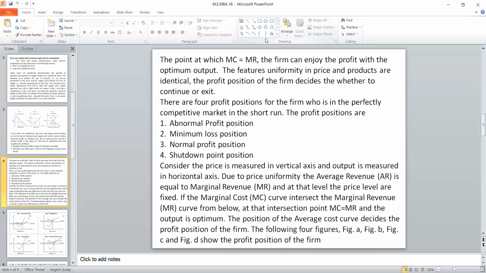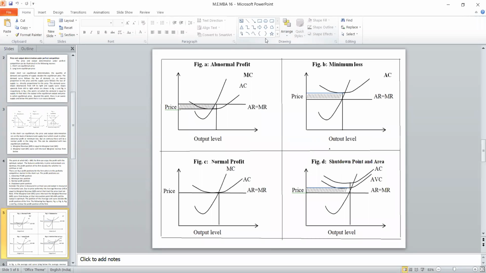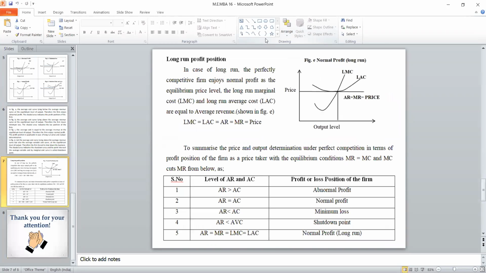And then we have to say short run. There are 4 profit positions: abnormal, minimum loss, normal, and shutdown point. You can draw first the 3 curves AR, MR, and MC. After that, you start drawing the AC. Based on the position of the AC, we can say whether he is enjoying the profit or incurring the loss. AC above the AR, loss. AC below AR, then it is abnormal profit. AC is equal to the AR, then normal profit. AVC is greater than AR, then shutdown point. Then you conclude with this particular table.